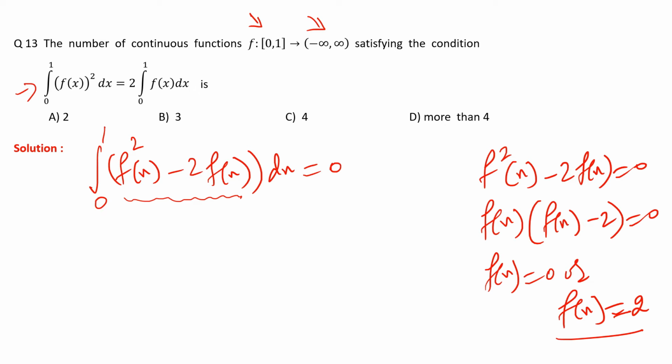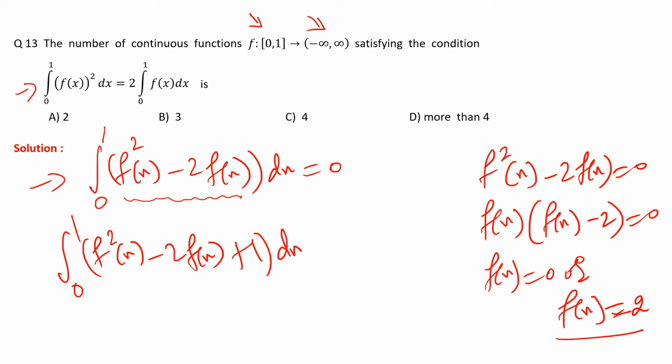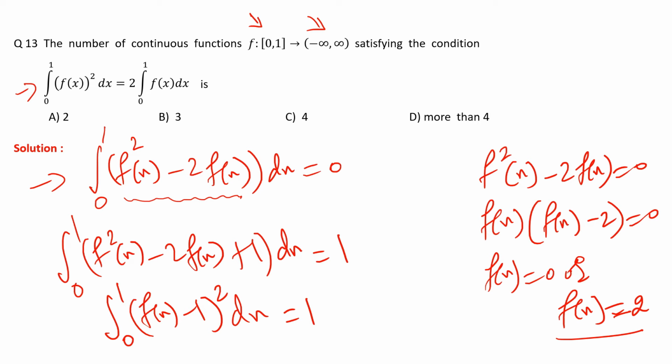So that means we have got two functions like this which satisfy these given conditions. Fine. To get a few more functions, I'll be adding 1 on both sides of this equation. So I'll be getting integral 0 to 1 of f(x)^2 minus 2f(x) plus 1 dx equal to 1, right? Now this becomes integral 0 to 1 of (f(x) minus 1) whole square dx equal to 1. We have used the direct identity (a minus b) whole square.